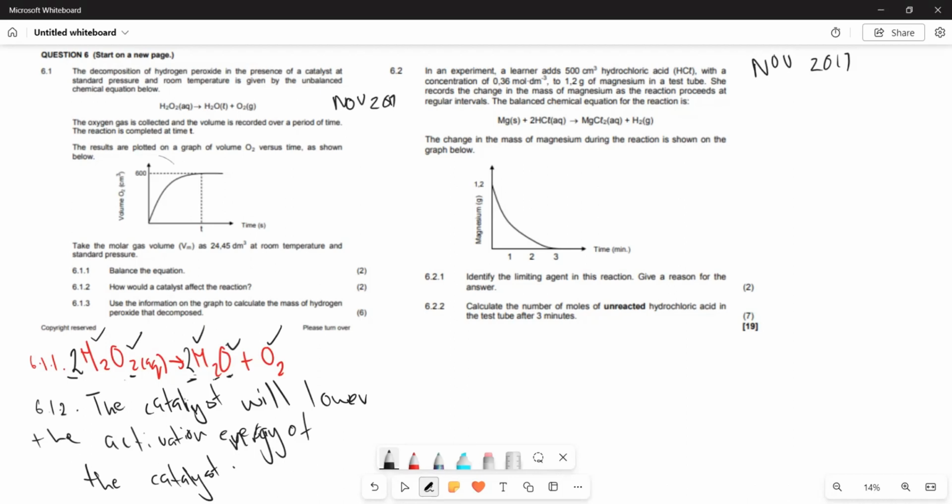Now then, let's continue. Now we are going to look at 6.1.3.